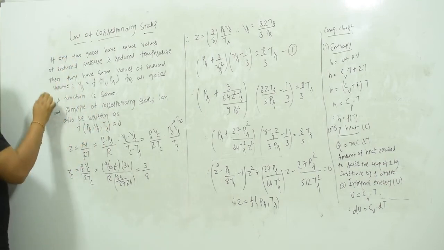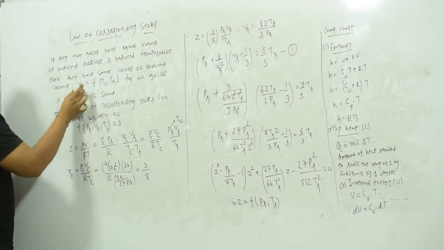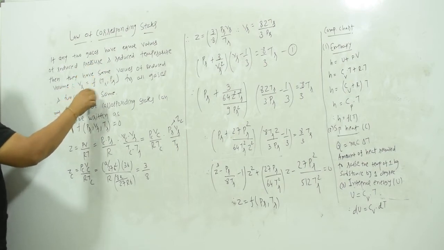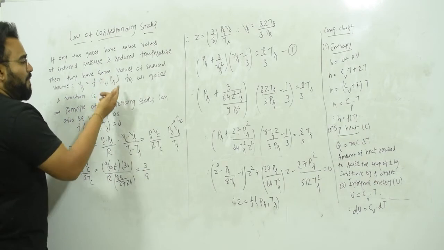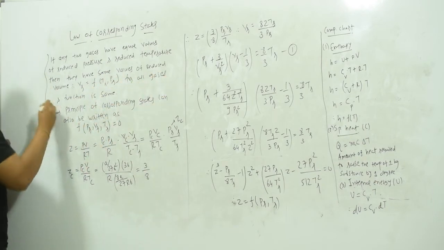So this is what the law of corresponding states wants to say. You can also write the mathematical form of the law of corresponding states, which is Vr equal to a function of Tr comma Pr for all gases, and the function is the same. So this is the statement.